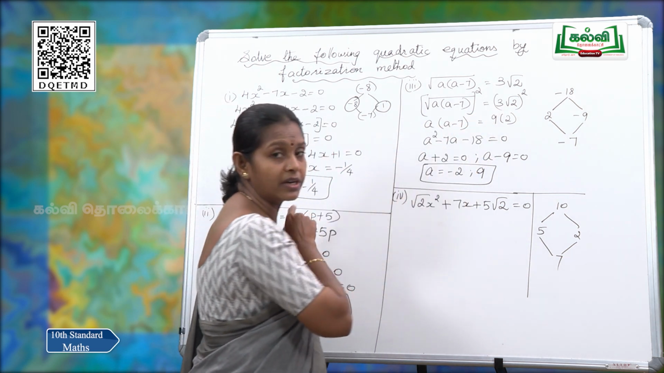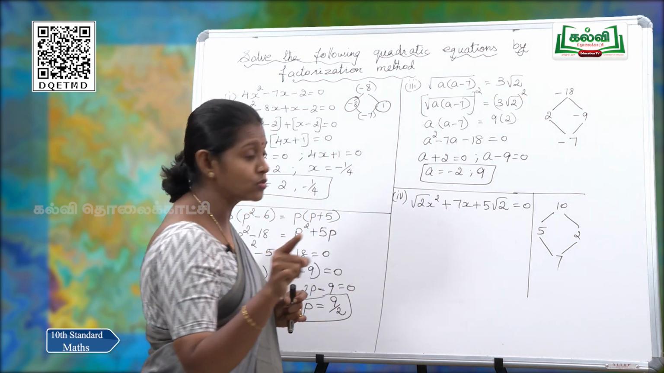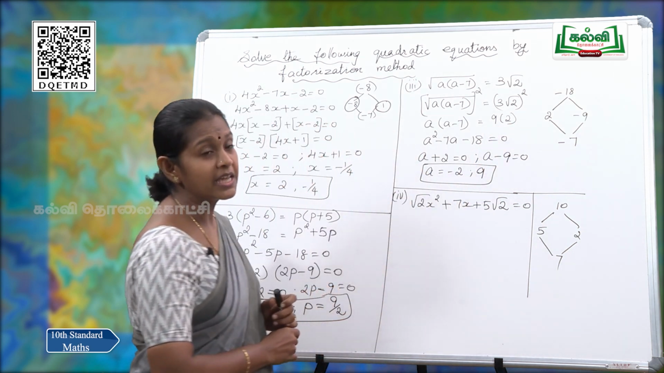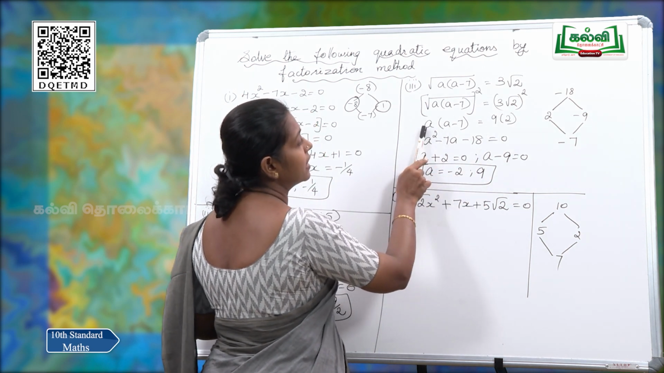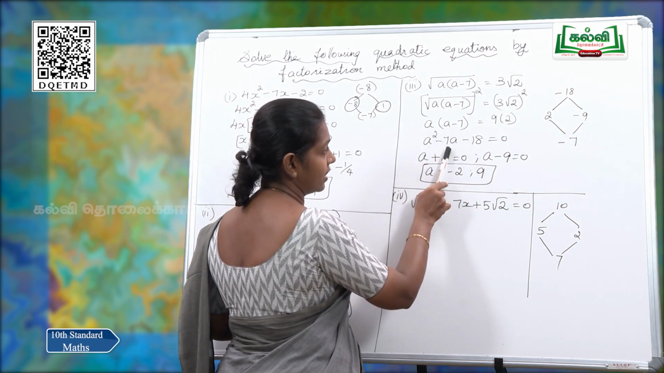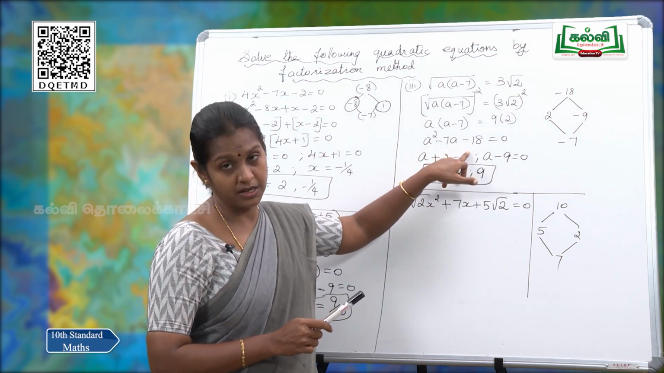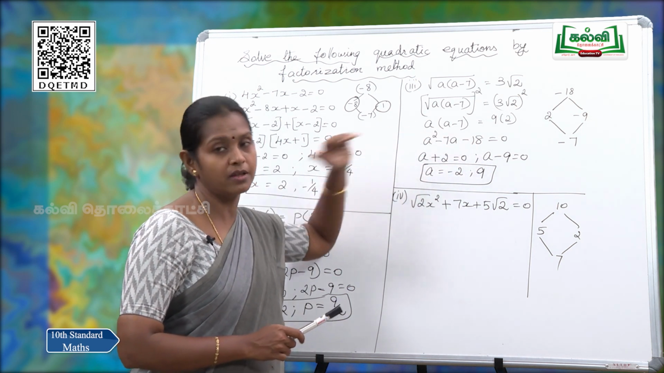3 square is nothing but what? 9. Root 2 square is nothing but root 2 into root 2, that is why 2. So, if you multiply these two, you will be getting 18. Then remove all those brackets and multiply, a squared minus 7a, and if you take this 18 on your left hand side, it will be minus 18.